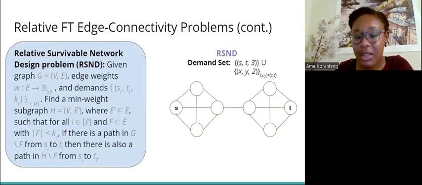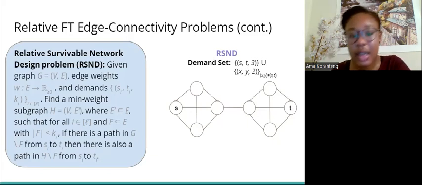Now we have relative survivable network design, or RSND. We're given an input graph, weights, and a demand set, which specifies a demand for each vertex pair. We want to find the minimum weight spanning subgraph H such that for all vertex pairs Si and Ti, and fault sets F, where F has size at most Ki minus 1, if there is a path from Si to Ti in G minus F, then there is also a path from Si to Ti in H minus F.